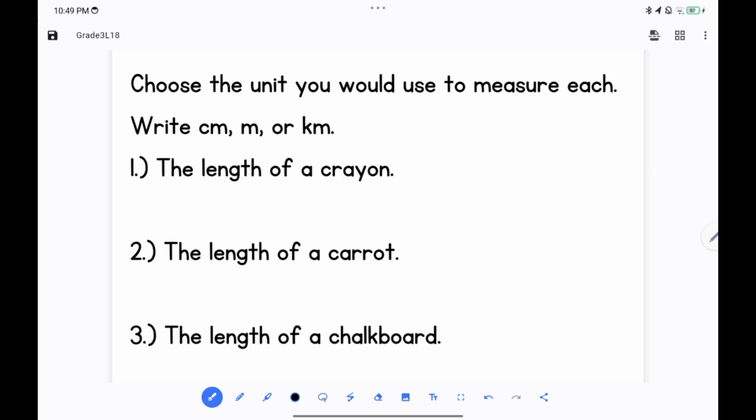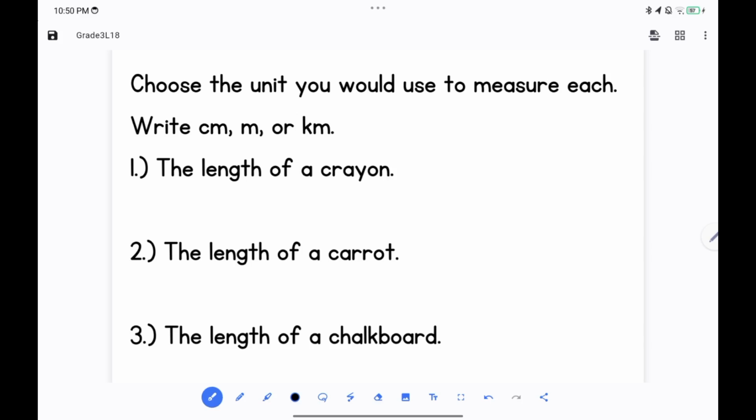So, a centimeter is about the length of maybe half your thumb. A meter is about an adult guy's arm span when you spread your arms out to the side and measure tip from tip. And a kilometer is about half a mile-ish.